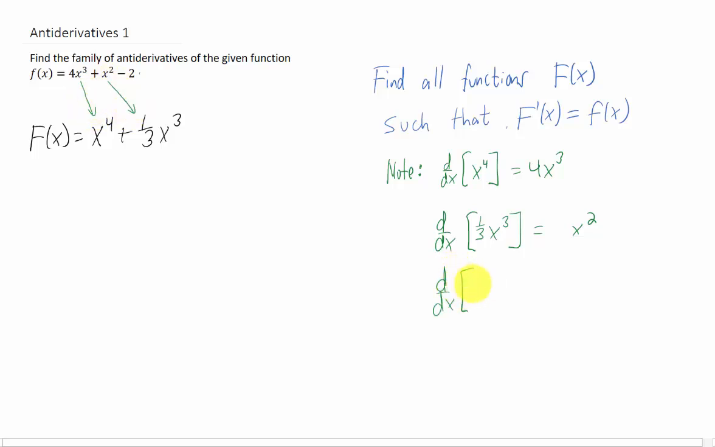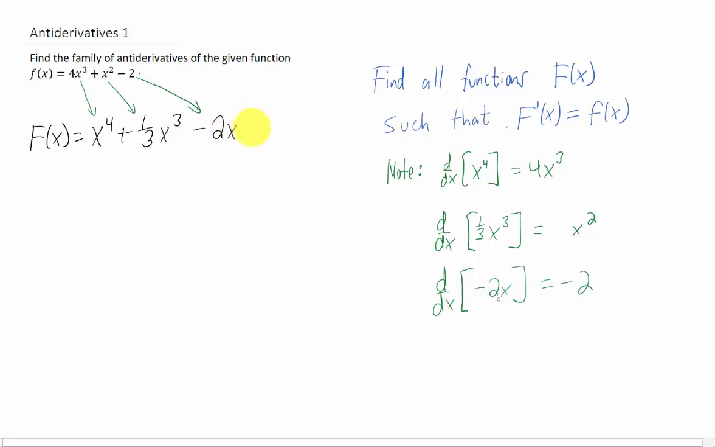Last, we can recall that the derivative of negative 2x is just negative 2. The derivative of anything times x is just that thing. And again, that's what we want. We want a function whose derivative is negative 2. So the antiderivative adds the term minus 2x.